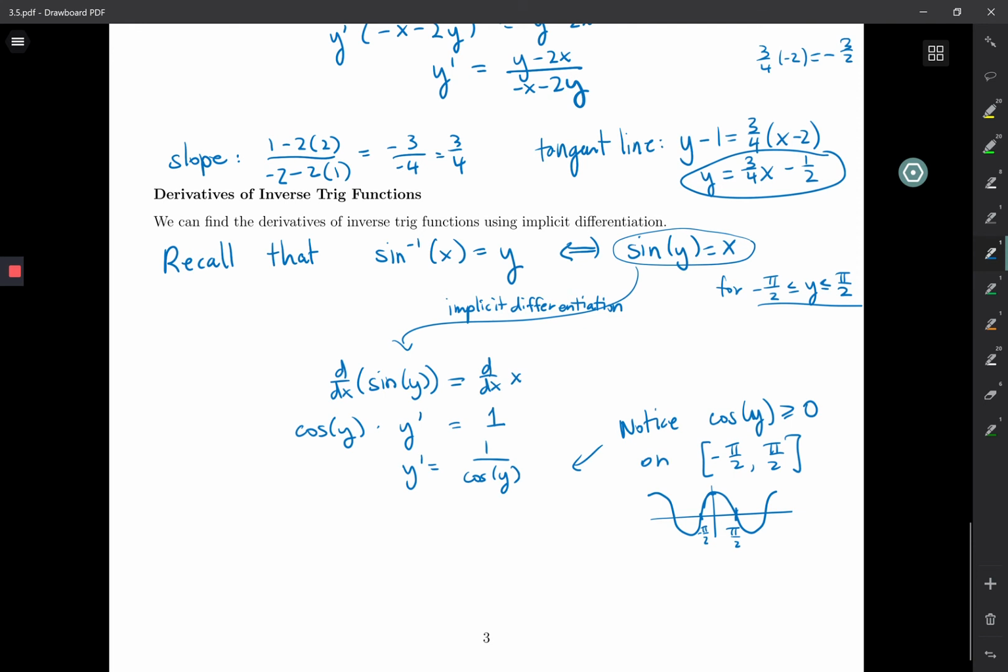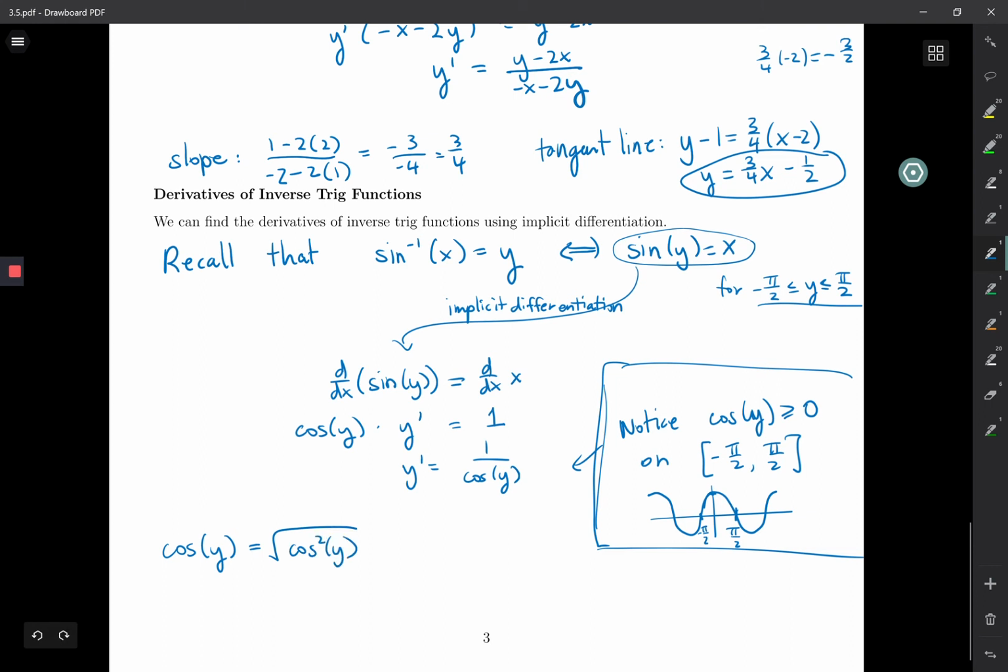So you can see just from the graph that this function lies above the x-axis on that portion, right? So we know that if y is between minus pi over 2 and pi over 2, then cosine of y is greater than or equal to 0. And that will come in a second. So this is just off to the side. And then what we're going to do is write cosine of y as the square root of cosine squared of y. So all we've done is take this function, square it, and then take the square root.